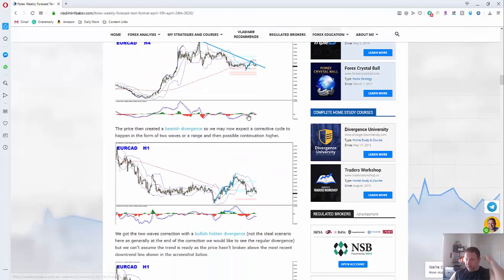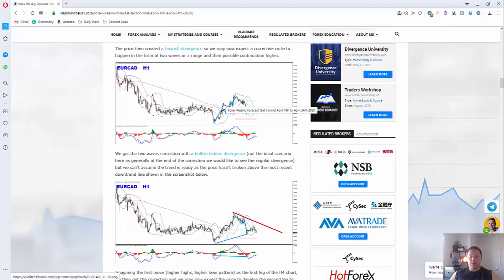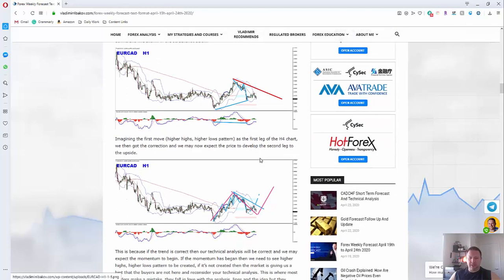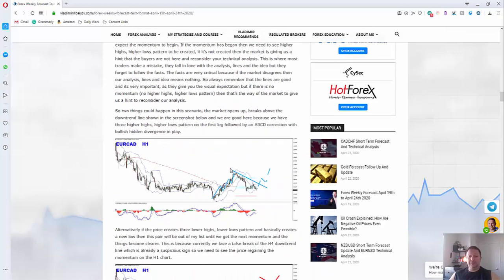EURCAD, we were looking to see the break of the trend line, which happened the week before, and we were going to lower time frame to define higher highs, higher lows, which we got. And the idea was simple. We wanted to break above this trend line, right, to get the ABCD completed. Or further on, to start and develop a new trend by making 3 higher highs, higher lows.